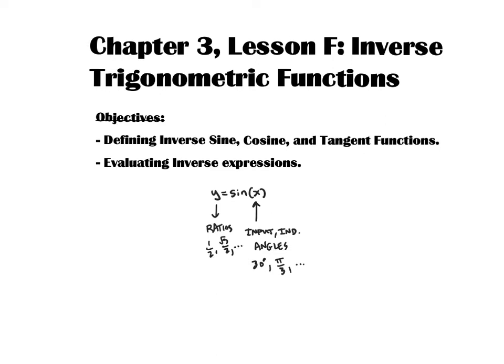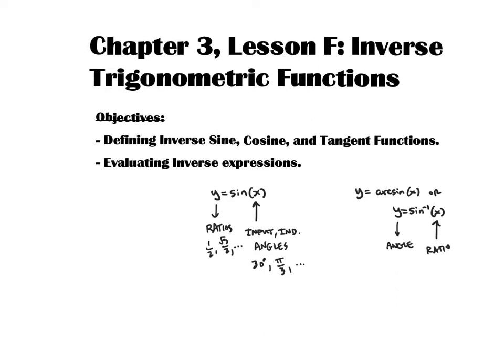What happens when we find the inverse of sine, called either arc sine or another notation, sine inverse? What happens is our input, our independent variable, is now a ratio, and our output is an angle.